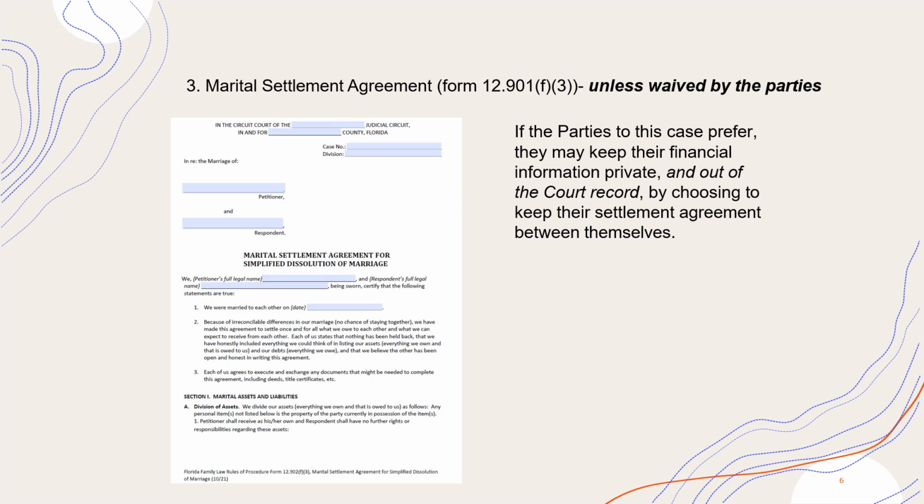You and your spouse may or may not decide to file a written version of your settlement agreement. If you choose to keep your business private, you may file the appropriate waiver of financial information, and then you will not need to file this marital settlement agreement form with the court. I will show you in the next slide the waiver of financial information form.